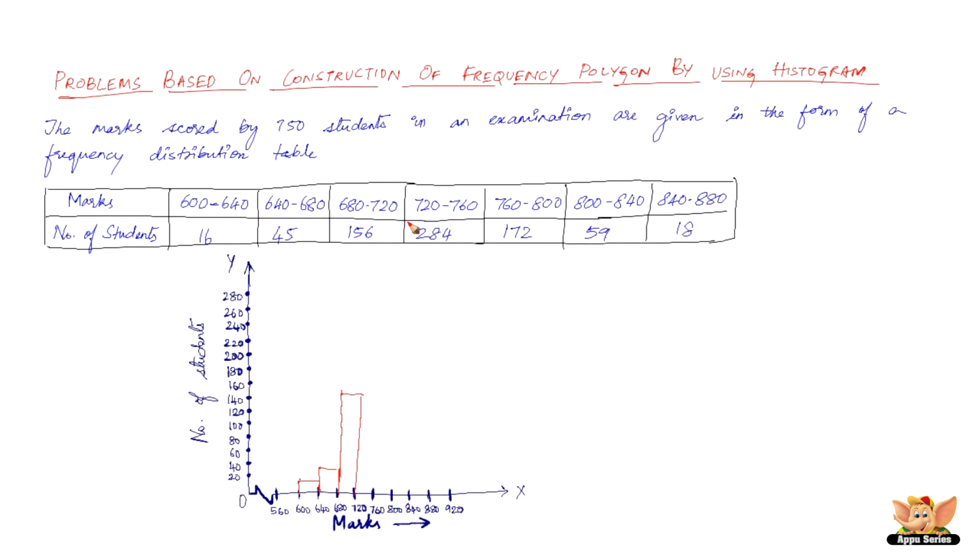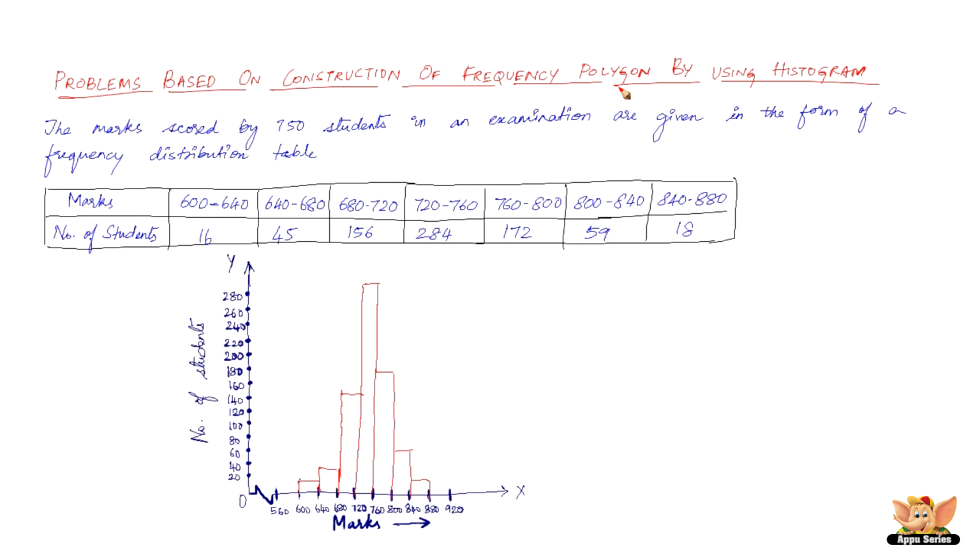Then we have 284, 720 to 760, the maximum, slightly above 280. So here we have the highest bar of the histogram. Then 172 comes down right here, that is for 760 to 800, and then 800 to 840 is 59, which is here. And then the last one, 840 to 880, is 18, which is slightly less than 20. So here we are with the histogram.